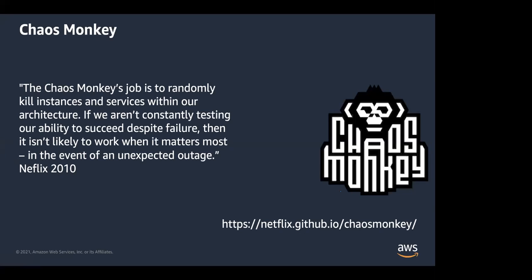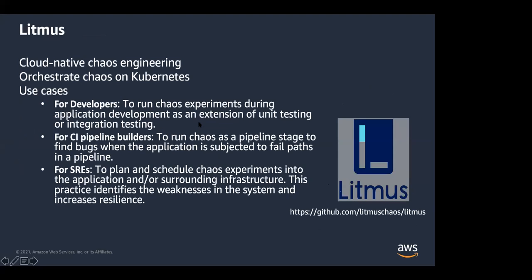If they aren't constantly testing their ability to succeed despite failure, then it won't likely work when it matters the most, right? Because you can plan for things all you want to, but it's when the unexpected outage happens, it has the biggest impact. So that's why they actually came up with Chaos Monkey initially. So there's also some other tools.